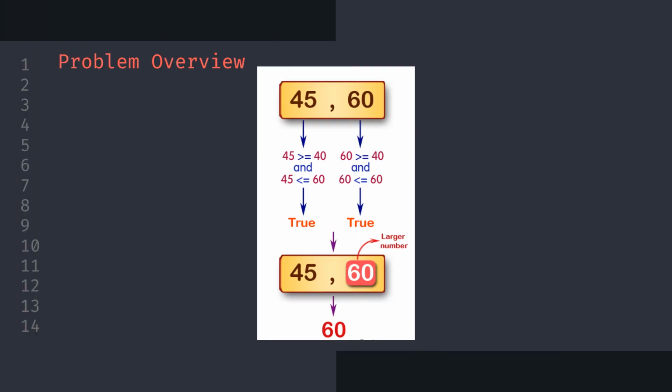We are tasked with comparing two numbers and returning the larger one. However, there is an important condition. Both numbers must be between 40 and 60. If not, we'll return an appropriate message.